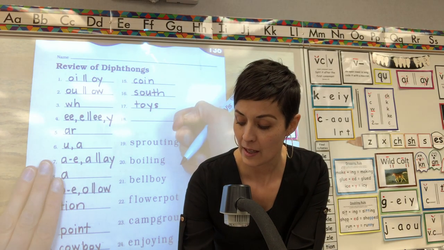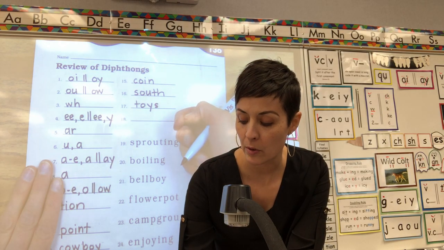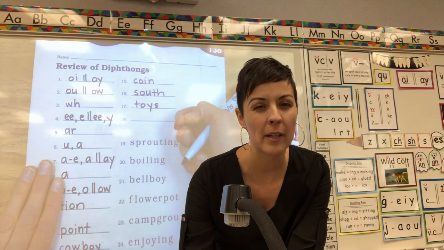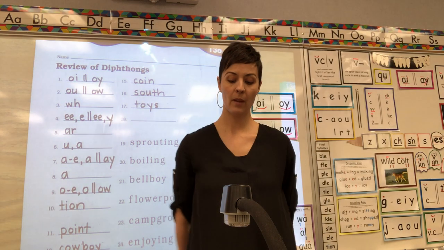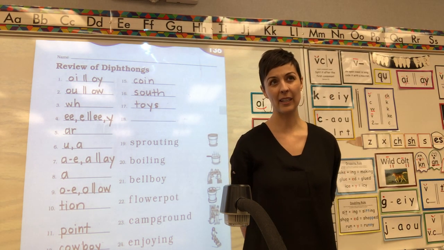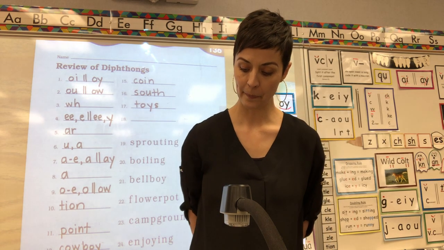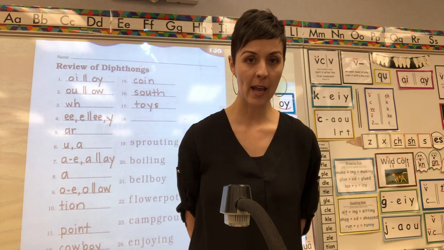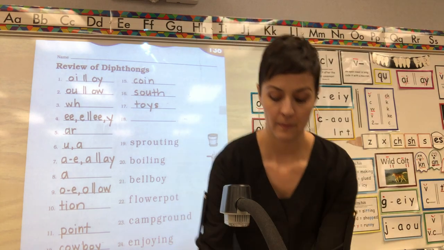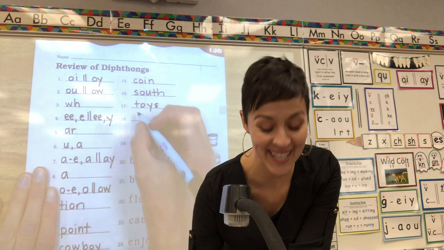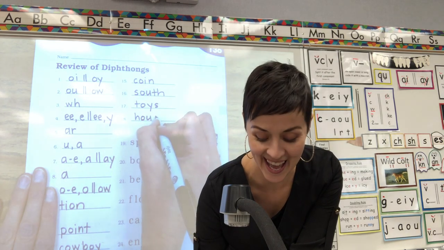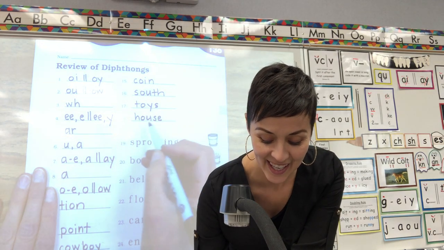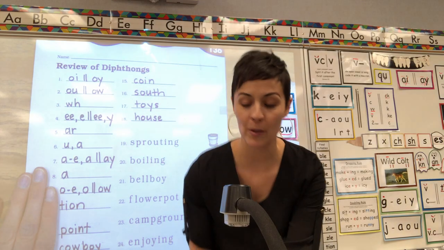Number 18. This one is super tricky. We're going to try it anyway. Spell for me the word house. What word? House. I'll give you a clue. There's an S-E at the end. Okay, will you spell house? Starting H, ready? H-O-U-S-E. Good. O-U says ow in house.